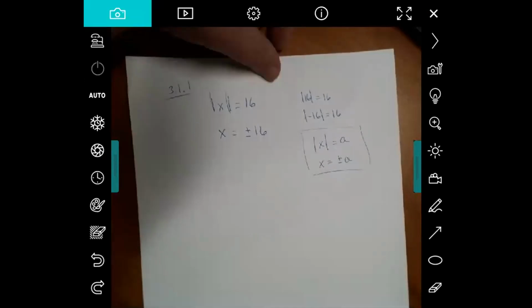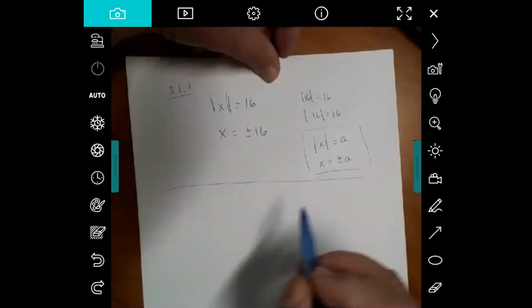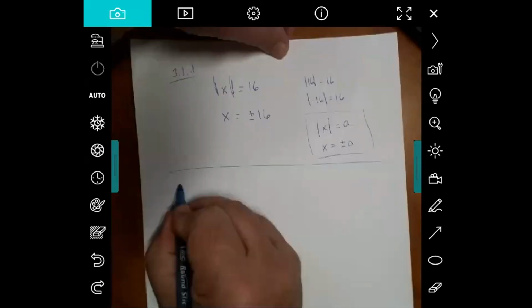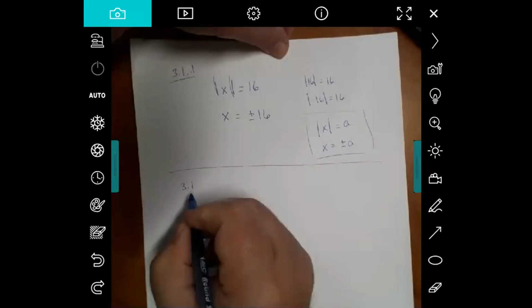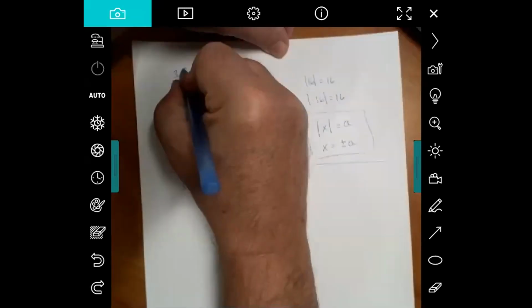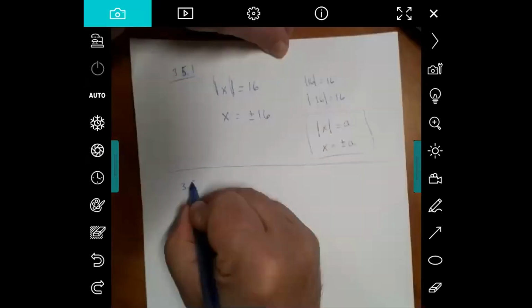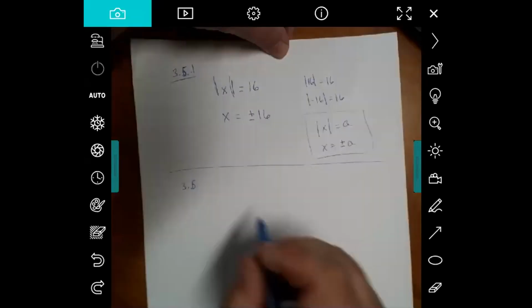Wow, this is taking ridiculously forever. Oh, this is section 5, I'm sorry. Second question, number 2.